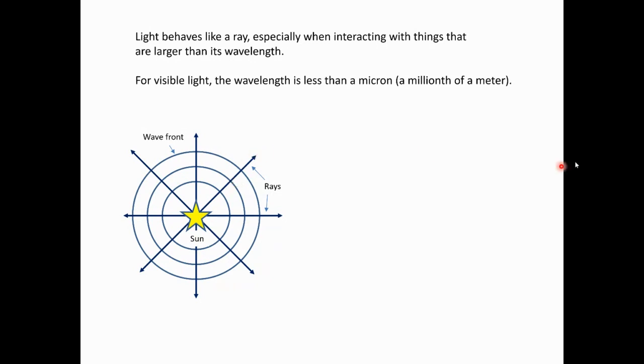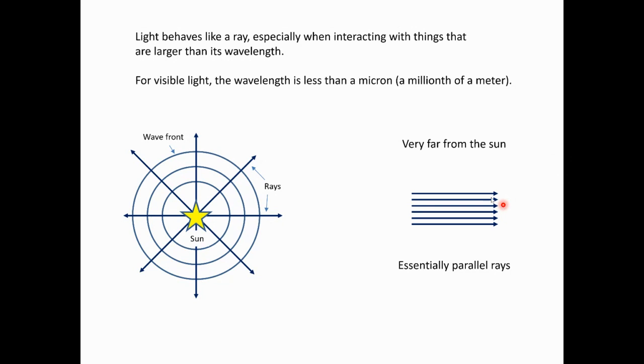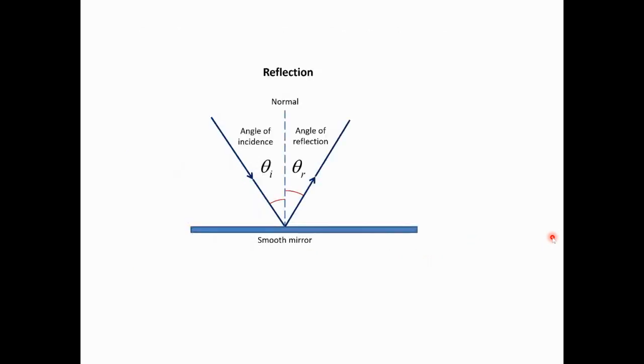And if you're really, really far away from the source of the light, very far from the sun in this case, then the rays are essentially parallel. This bundle of rays here is actually this bundle here when you get really, really far away. So when we do geometric optics, we really think about a bunch of parallel rays like this being the most useful rays.